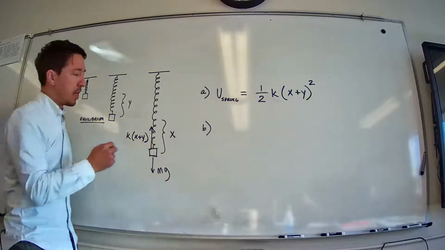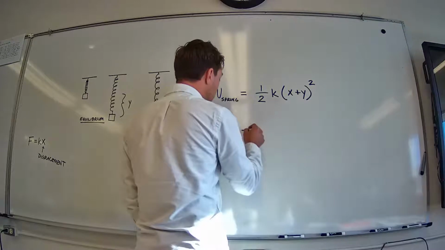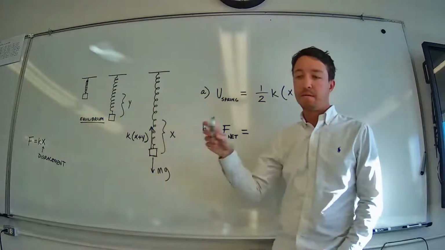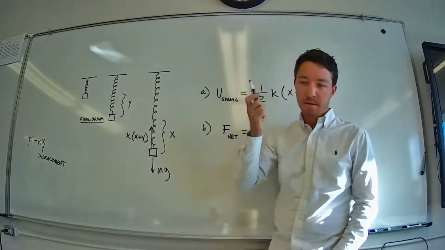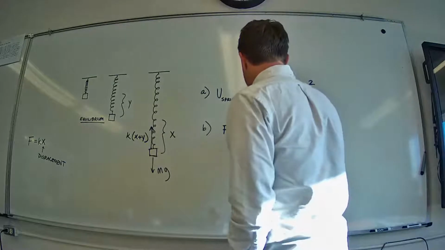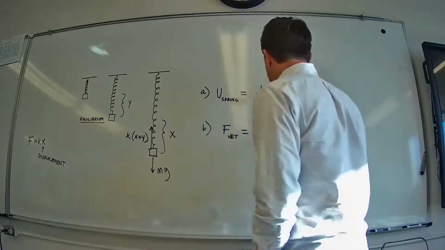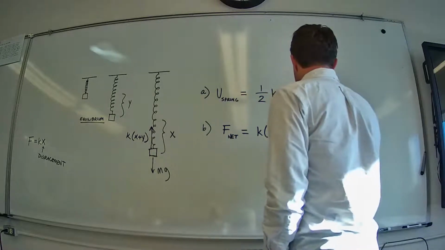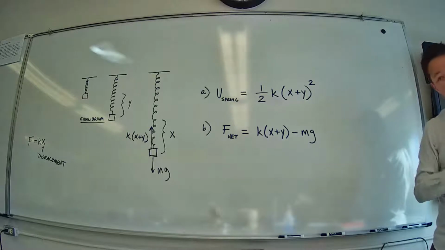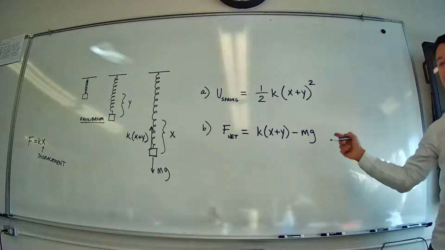So I could say that the net force is equal to, now which one's going to be bigger, the up or the down? The up. That's the direction it's going to go. So it would be k times x plus y minus mg. But wait, there's some sneaky stuff in here. We can make that look a lot nicer.